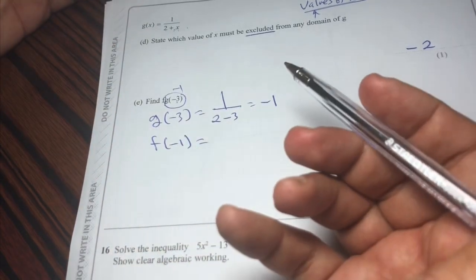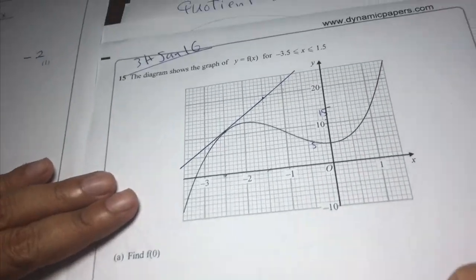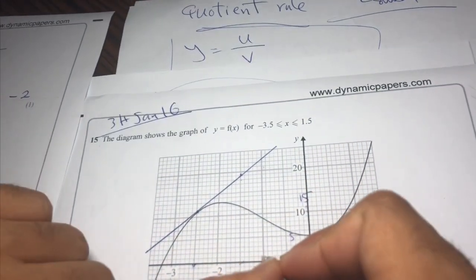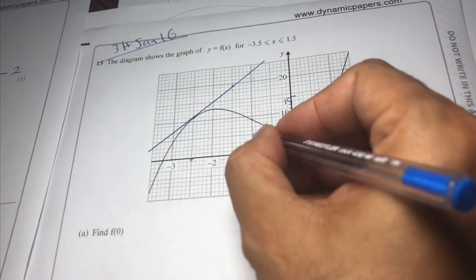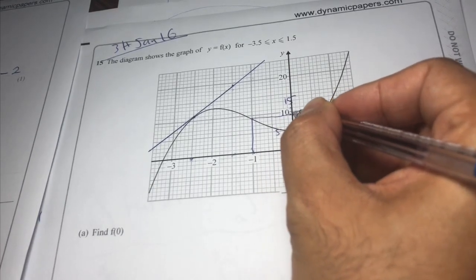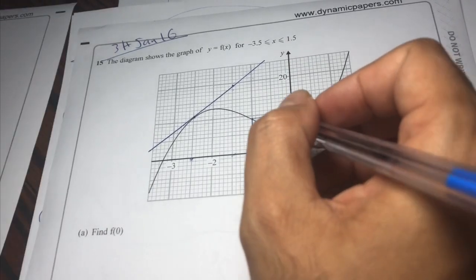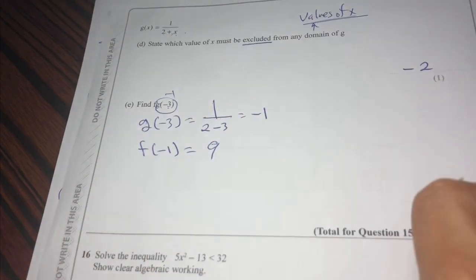From where can I get f of negative 1? From the curve, because the function f is drawn in the graph here. So I will go to x negative 1. I will check what is the value of y here. If x is minus 1, the value of y is just 1 square below 10, so it's 9. So the answer here is 9. So I will write here 9.